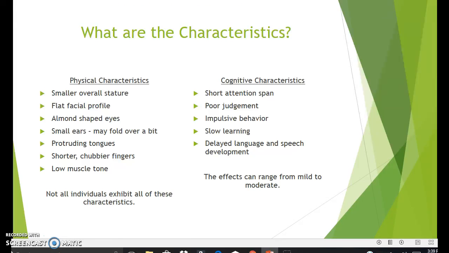There are also some cognitive characteristics to keep in mind. They include a short attention span, poor judgment, impulsive behavior, slow learning, delayed language and speech development, and these effects can range from mild to moderate.